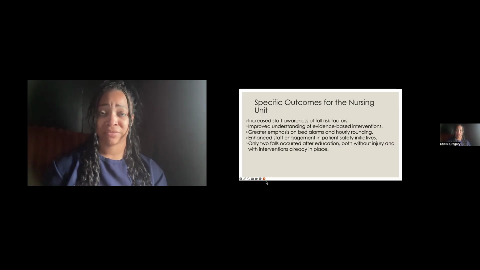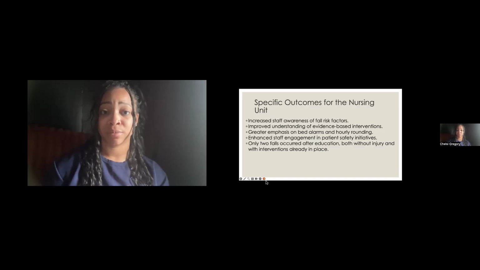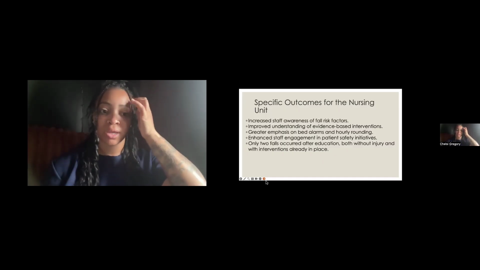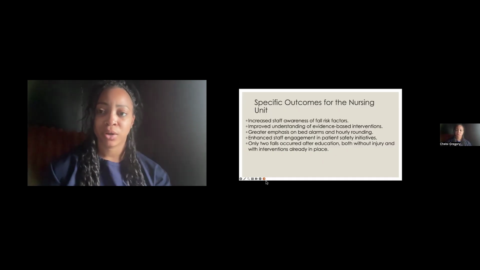I also placed a greater emphasis on bed alarms and hourly rounding. If we round hourly, there is no reason why a patient should not have their possessions. There's no reason why they should not have water. There's no reason why they should be trying to get up to use the bathroom unassisted if we go in there every single hour, and if a staff member is present and makes their presence known throughout the shift. Again, I enhanced staff engagement by asking the staff what the barriers are, what the fallouts are, and what things we can improve on.